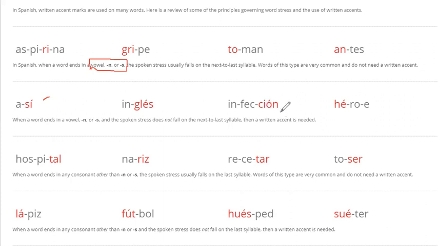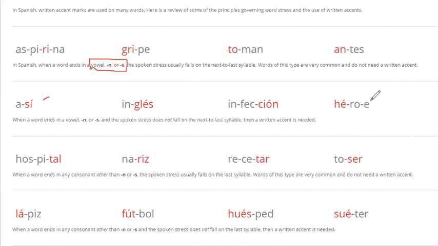Infección, and any word that ends in sion, S-I-O-N or C-I-O-N, is going to have a stress syllable on the end. And they all end in the letter N, right? So if they end in those last four letters, C-I-O-N or S-I-O-N, we are going to write an accent mark on the O because the stress is on that sion syllable. And that's the last syllable here. The stress should be on the second to last by our natural rule, but since it breaks that natural rule, we mark that with a written accent mark.